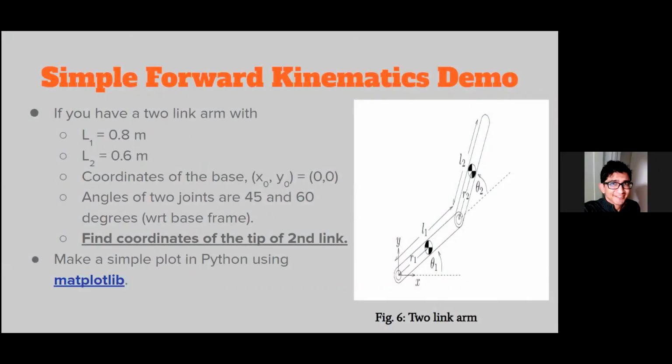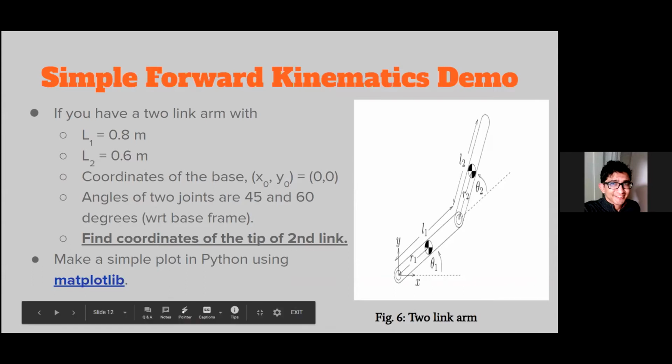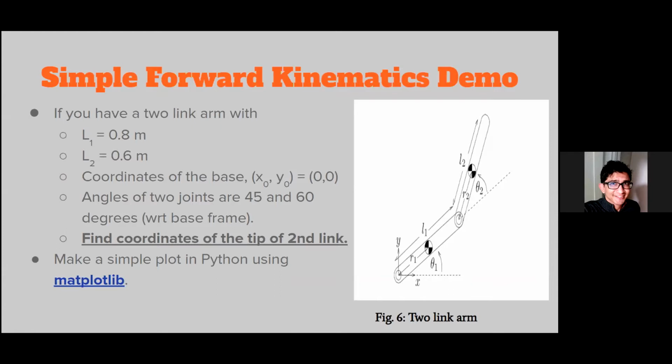Okay, so this is another assignment that I want you to do. This is a little bit to get a feel for what kinematics is all about. Suppose you have two links here, L1 and L2 of these lengths, and you're given the coordinates of the base, and you're also given the angles, and you need to find the position of the end effector. You can try this out in Python, and that's essentially what kinematics is all about. When you get into more complicated 3D it's harder, but it's essentially trigonometry nonetheless.